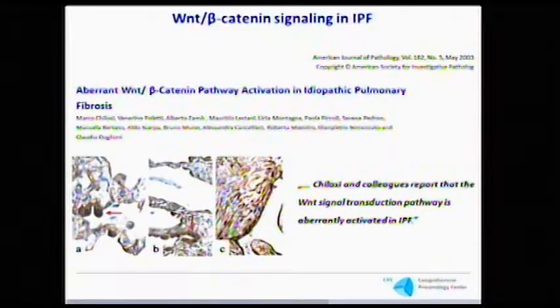And first of all, here's the first evidence that really the Wnt beta-catenin pathway is differently activated. This is by an Italian group, by Marco Celosi from Verona, for the first time really showing that we have beta-catenin as a main mediator, as a surrogate marker in IPF lungs, which is really in alveolar epithelial cells, as you can nicely see over here, but also in fibroblast foci, showing you that both cell types respond to Wnt signaling and activate this pathway.